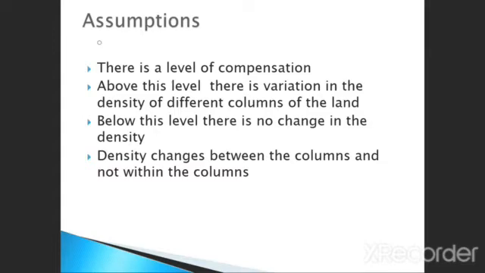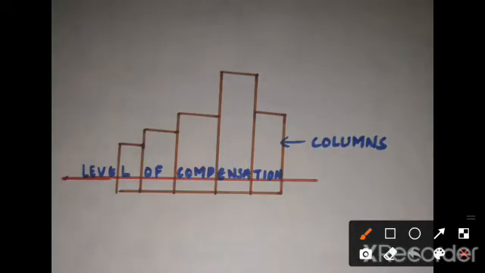Then he put forward some assumptions. There is a level of compensation. So this red line is the level of compensation. Above this level there is variation in the density of different columns of the land. But below this level there is no change in the density. That's what his assumption was: density changes between the columns and not within the column.